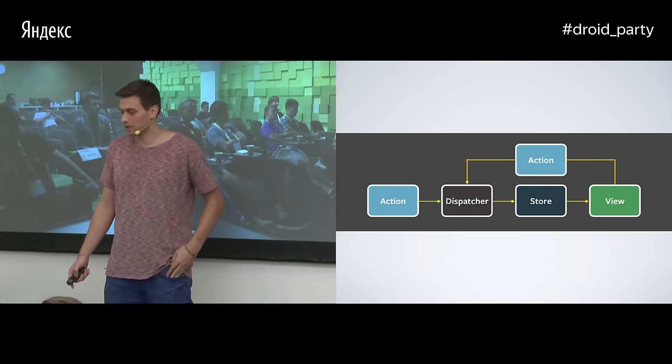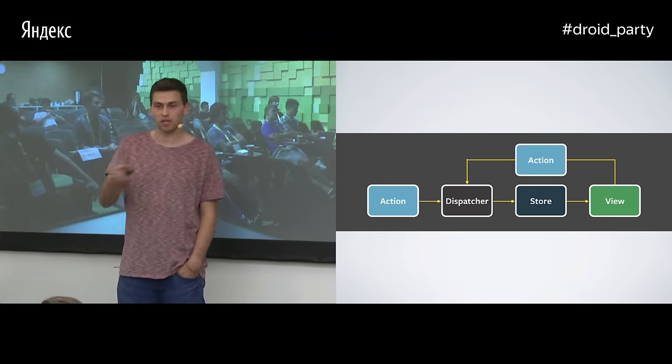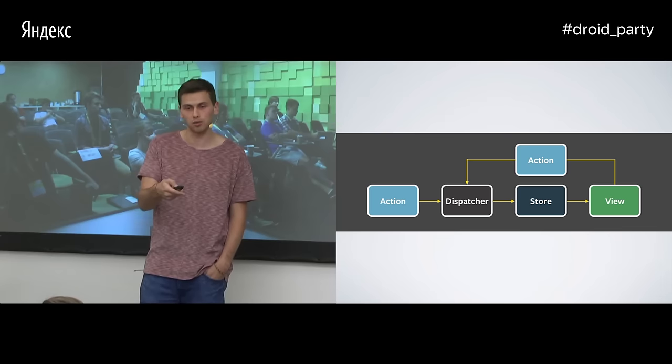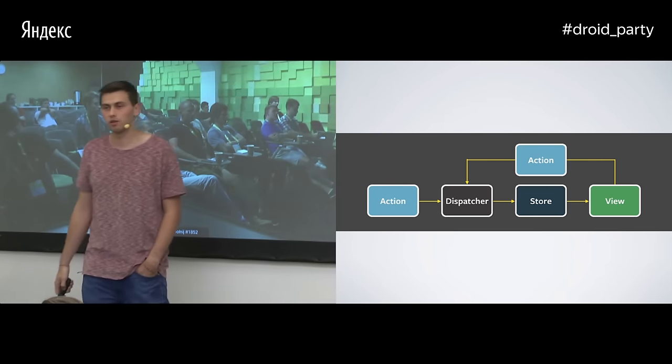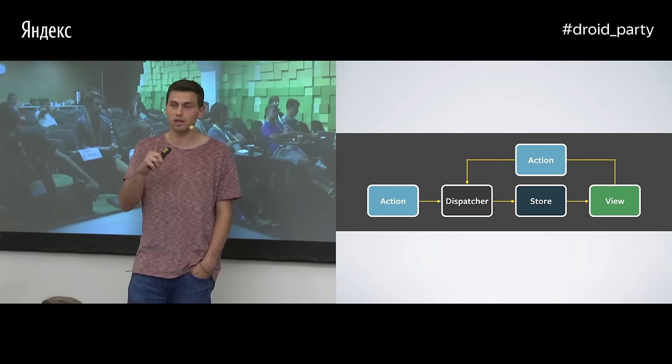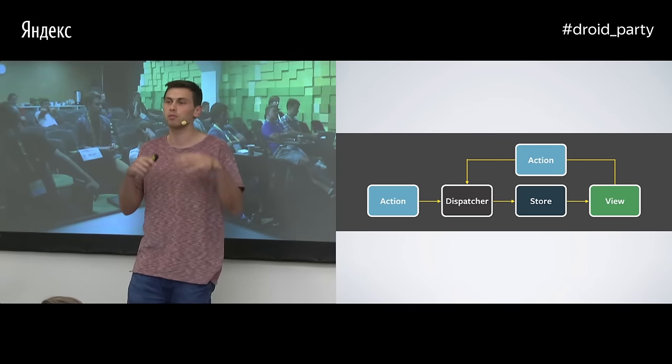So what we have here is the view. The view triggers an action. That's basically the same as in Redux. So we give an action to the dispatcher. The dispatcher then is responsible to dispatch that action to a store. So there's not only one single model, there are now multiple stores.